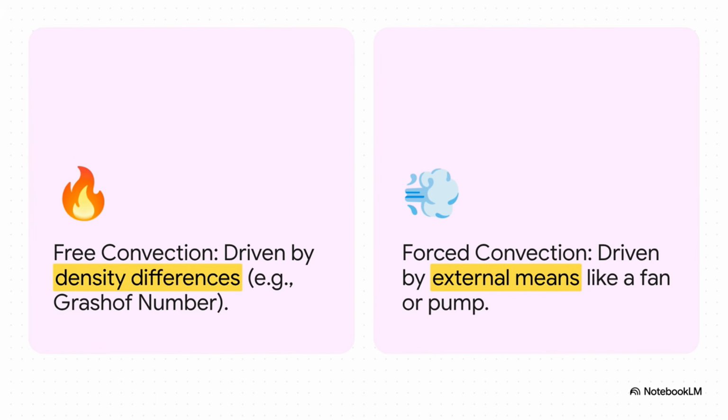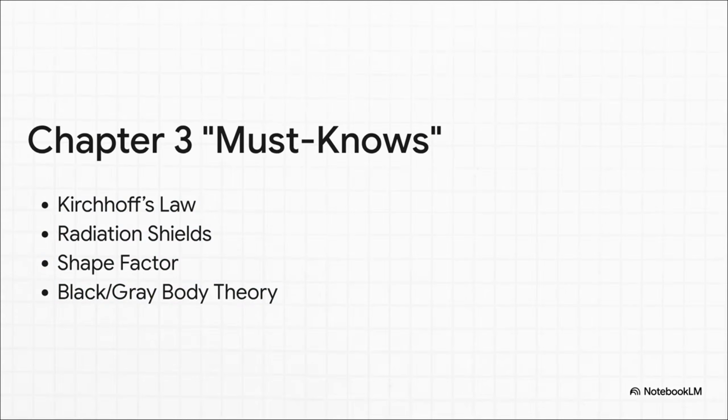Free convection is all about density changes, while forced convection is driven by something external, like a fan or a pump. Now for radiation. Look, it's easy to get lost in the details here, but the data points us to a few key must-knows. You want to focus your energy on Kirchhoff's law, the theory and derivations for radiation shields, the concept of a shape factor, and the basics of black and gray body theory. These are the topics that keep coming back.